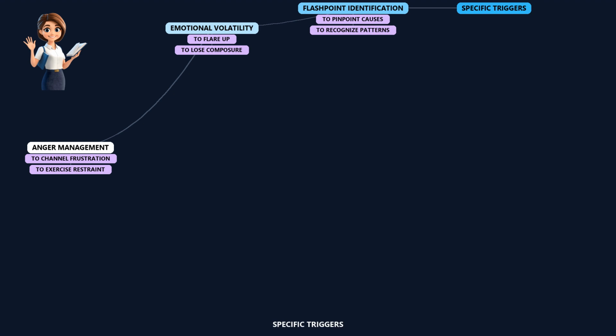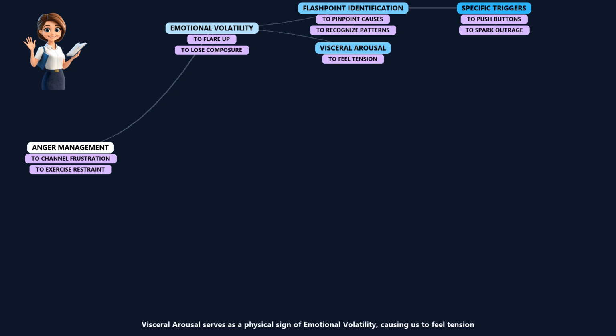Specific triggers. By identifying specific triggers, we can see when someone is trying to push buttons or spark outrage in us. To put it simply, we are learning what pokes us so we don't get super angry when it happens. Visceral arousal. Visceral arousal serves as a physical sign of emotional volatility, causing us to feel tension and clench fists. Essentially, your body gives you clues, like your hands getting tight, that you are becoming furious.